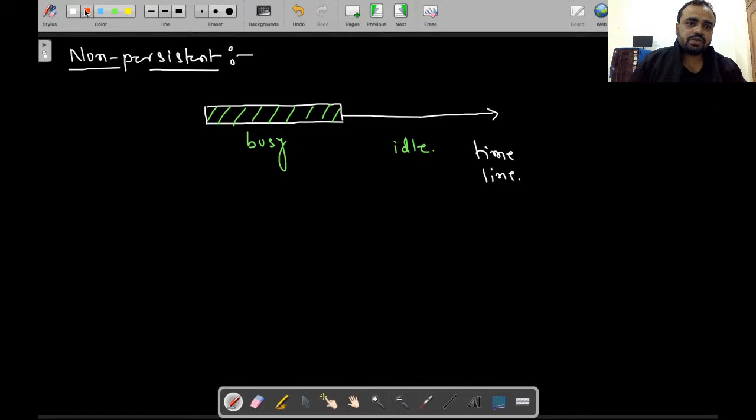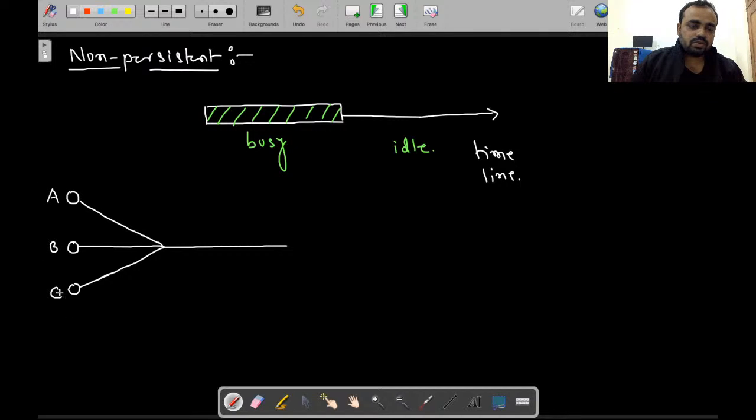Okay, so just see over here. I'm assuming a network like this. There are only three different nodes connected with a common medium. This is node A, this is node B, and this is node C. And just imagine node A is accessing the medium at the particular time instance.